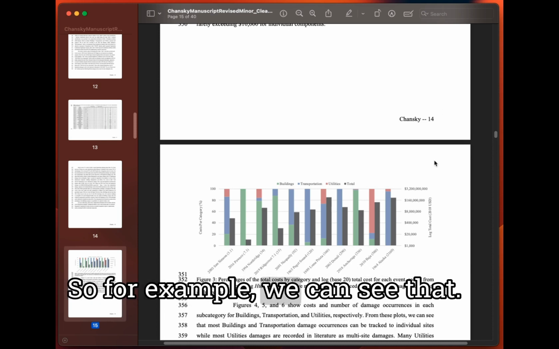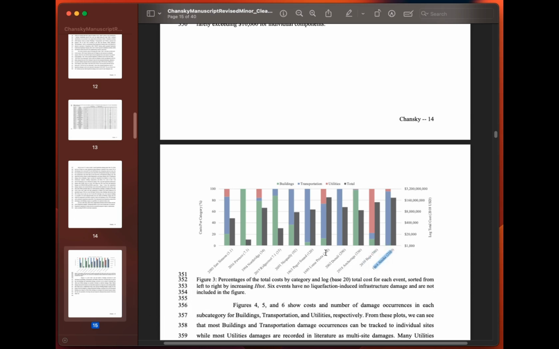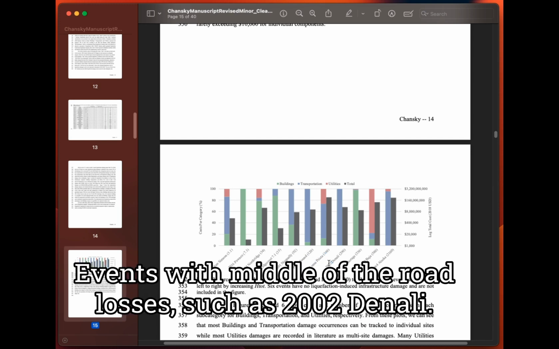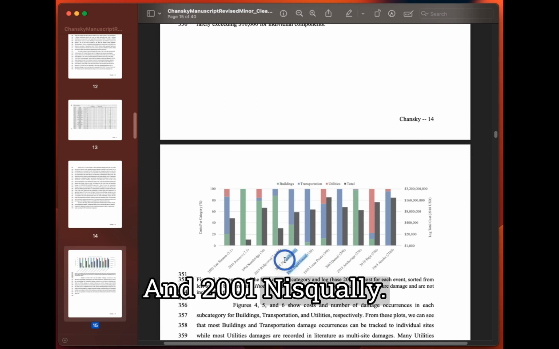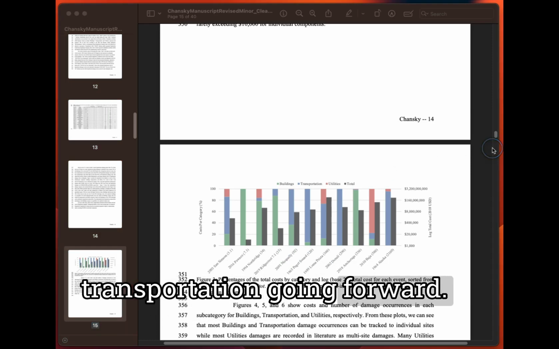So for example, we can see that some of the biggest events, 1964 Alaska and 1989 Loma Prieta, are composed of majority transportation damages, in addition to some of the events with middle of the road losses, such as 2002 Denali and 2001 Nisqually. So that would allow us to focus more on transportation going forward.